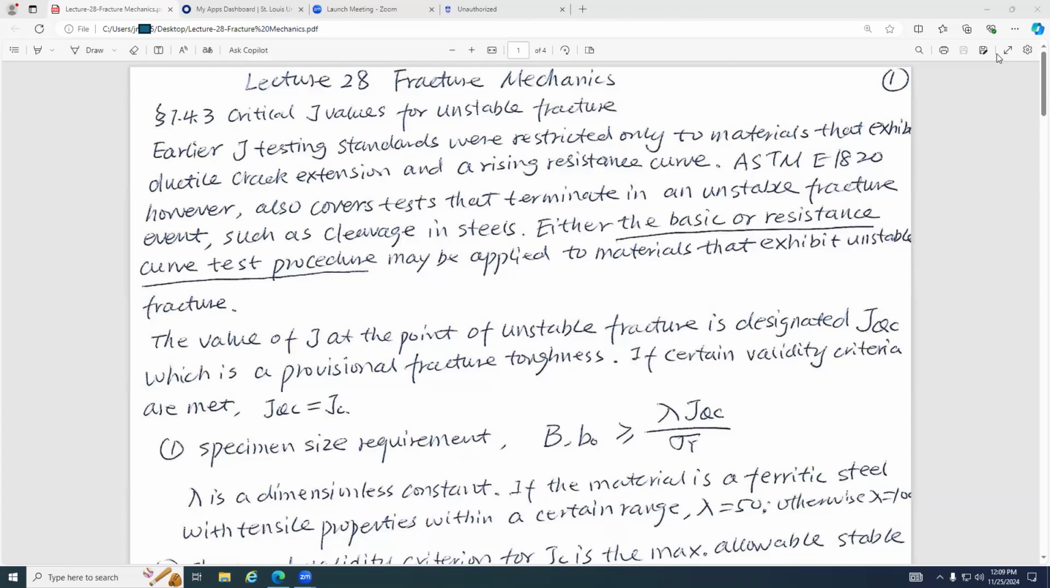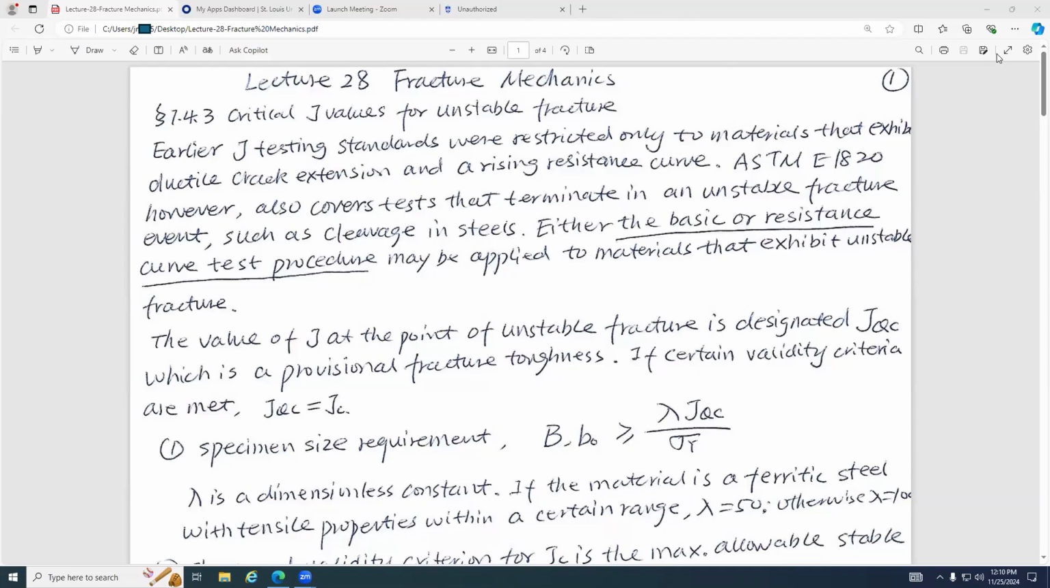That standard also covers tests that terminate in an unstable fracture event, such as cleavage in steels. So either the basic or the resistance curve test procedure may be applied to materials that exhibit unstable fracture. We can use the basic procedure and the resistance curve procedure. For the resistance curve, we need to continuously monitor the crack growth.